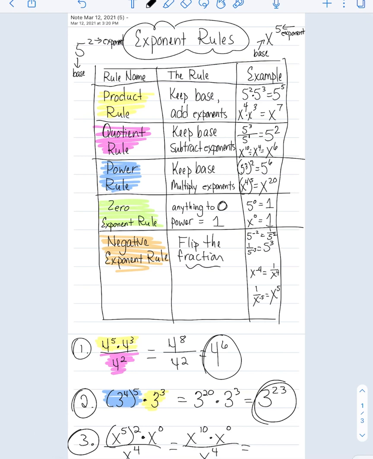So now, see, I want to simplify one piece at a time. Now I've got x to the 10th times x to the 0. Well, that's x to the 10th for 2 reasons. The product rule says you keep the base, add the exponents, 10 plus 0 is 10, and then divided by x to the 4th. That's our quotient rule. So we want to keep the base, and it says to subtract the exponent. So 10 minus 4 will give us 6. So our simplified answer is x to the 6th power. So again, just take it one step at a time.